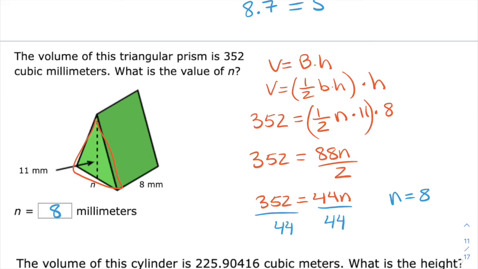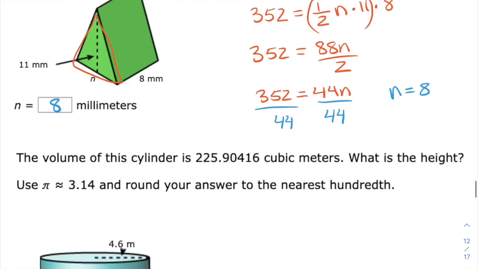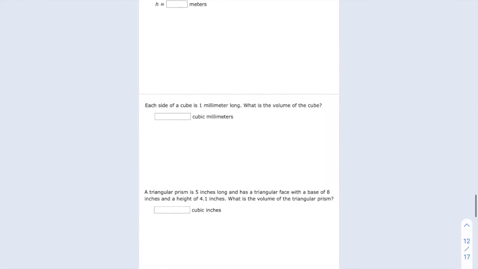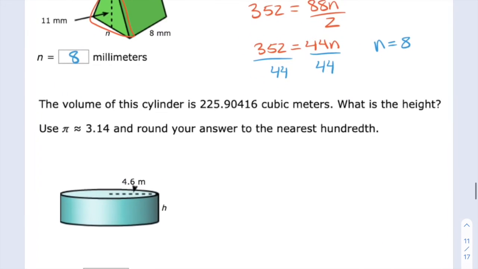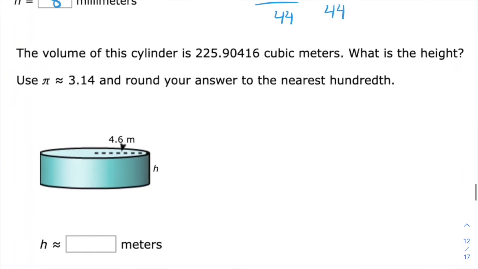Okay, that means we did it right by checking our work. And, oh, we have a couple more. It looks like I did quite a bit of problems here. So, let's do this one. We're looking for the height. So, volume is base times height.